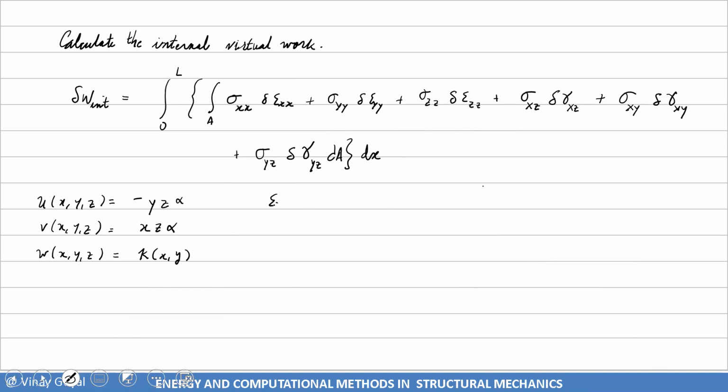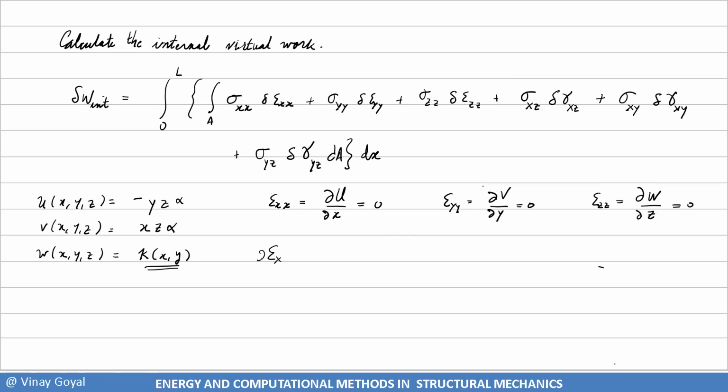So epsilon xx is the derivative of u with respect to x. And here clearly that's zero in our problem. Epsilon yy is the derivative of v with respect to y, I apologize, and that's zero in our problem. And then we have epsilon zz, which is clearly not depending on z, so the derivative of w with respect to z is also zero. So actually things are simplifying really quickly for us. Twice epsilon xy is the derivative of u with respect to y plus the derivative of v with respect to x. And that, interestingly, is minus alpha z plus alpha z. So that's also zero, interestingly.